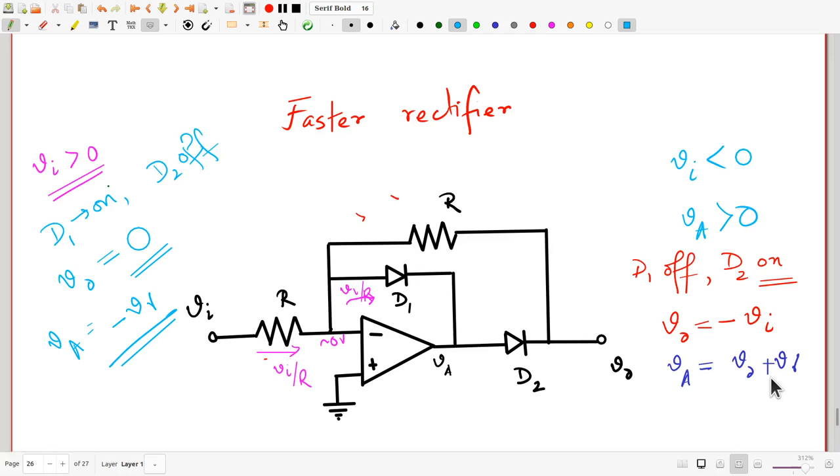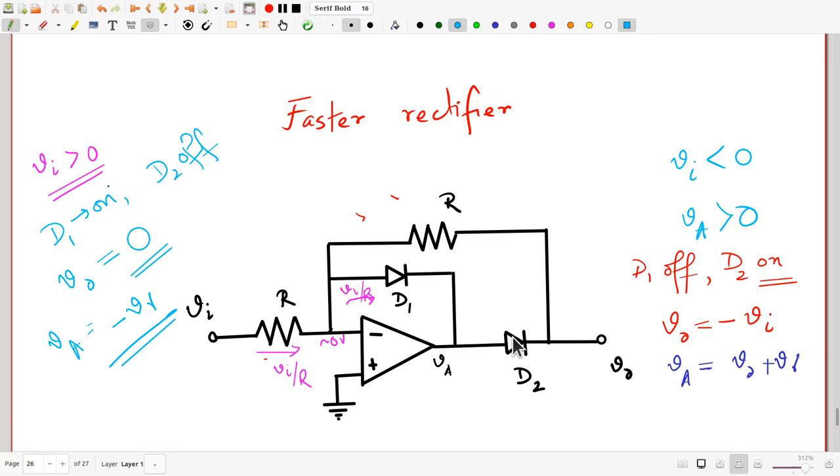So the upshot of all this is, this circuit produces an output equal to minus Vi when Vi is negative and equal to 0 when Vi is positive. And this is very, very close to the ideal behavior simply because the very tiny input voltages are sufficient to drive either D1 or D2 to forward bias because of the op-amp playing an important role here.